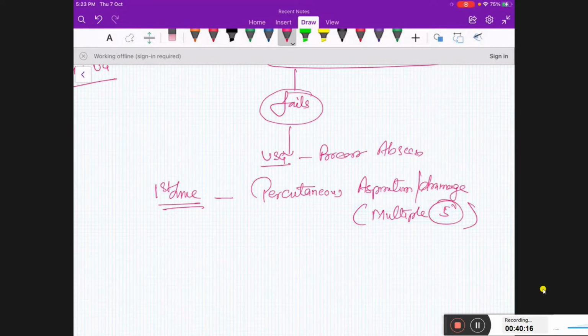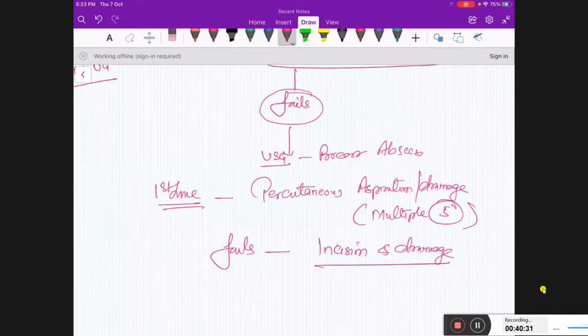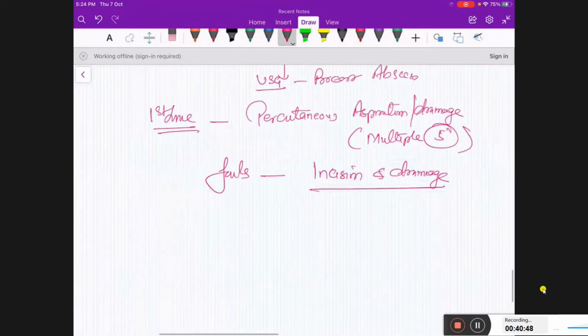If this percutaneous aspiration fails, then you should offer incision and drainage of this breast abscess. Understood? Okay. Then the last thing here in our discussion on breast.